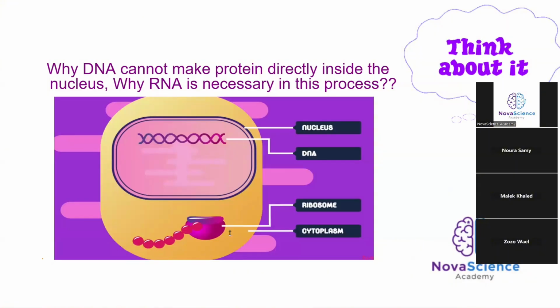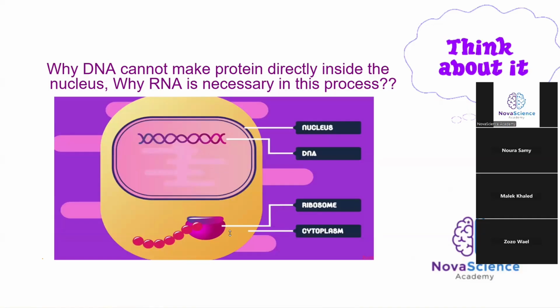Anyone wants to answer? Can we do this? No, we cannot. The DNA cannot leave the nucleus. Why? Because it is very, very big. It's folded inside the nucleus. Second, the nucleus is like a safe, keeping the genetic material inside. It cannot leave the nucleus. It can be destroyed, denatured, or broken outside the nucleus. We need it to be safe in the nucleus.